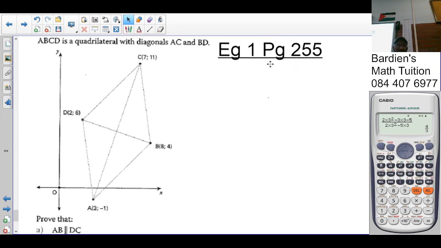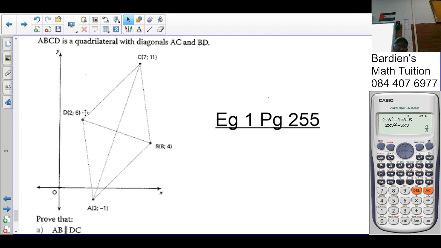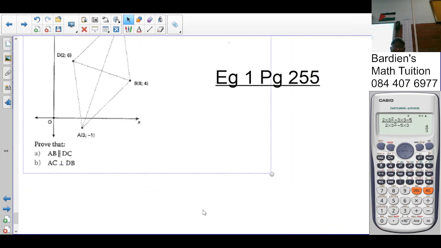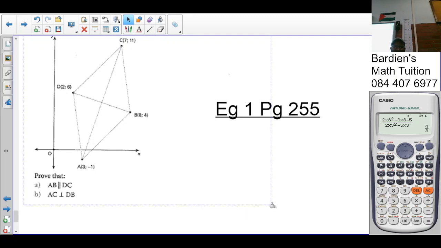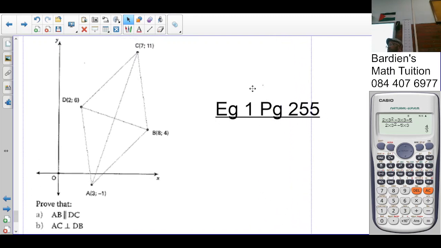We are told that A, B, C, D is a quadrilateral with diagonals AC and BD. The question says, prove that. If they tell us prove that, what does that mean? If they say prove that, what does that mean? That AB is in fact equal to and parallel to DC. Okay. That is the case. We just need to show it.